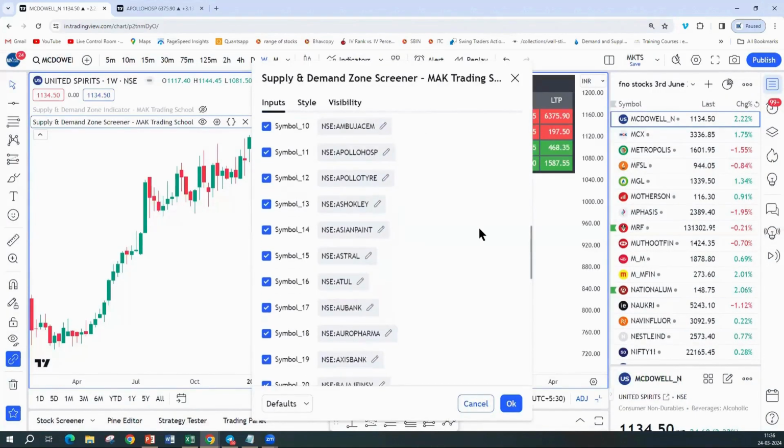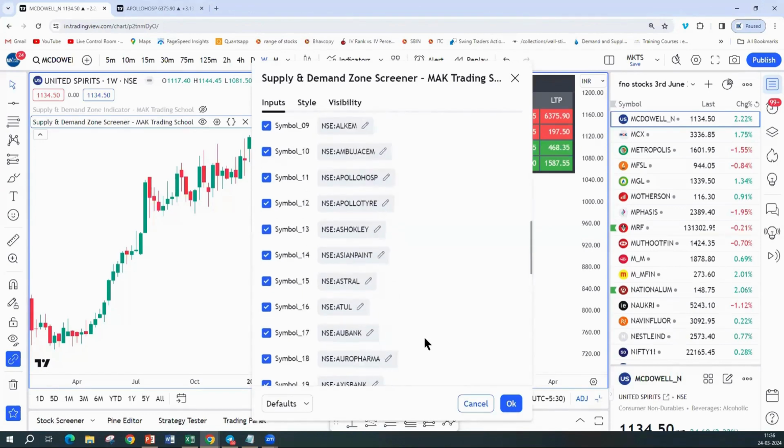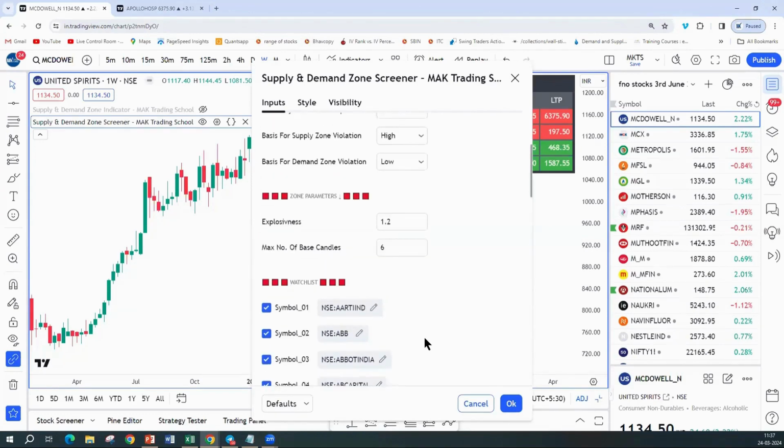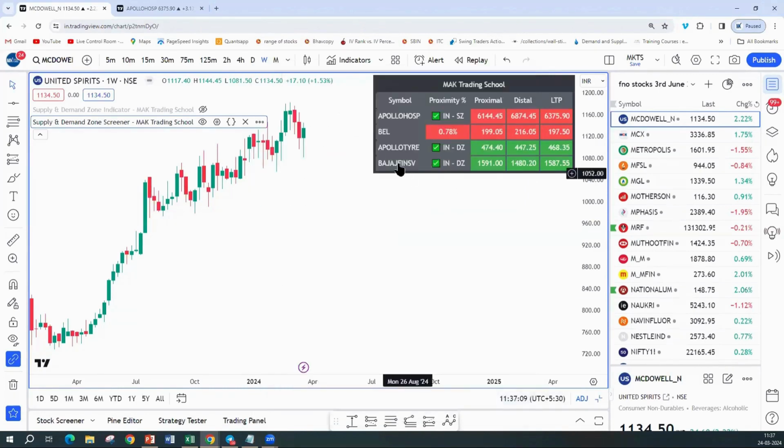Although it says 40 stocks, my friends, my recommendation is do not exceed 20, because otherwise it gets a little stuck in the loop for some time. So better keep it light, keep it on 20. What if you want to screen more than 20 stocks? Prepare your templates and keep them. You can apply the screener multiple times. So what I have done is I have made templates and kept them. Now it tells me Apollo Tyres is in the demand zone, Apollo Hospital is in supply zone.